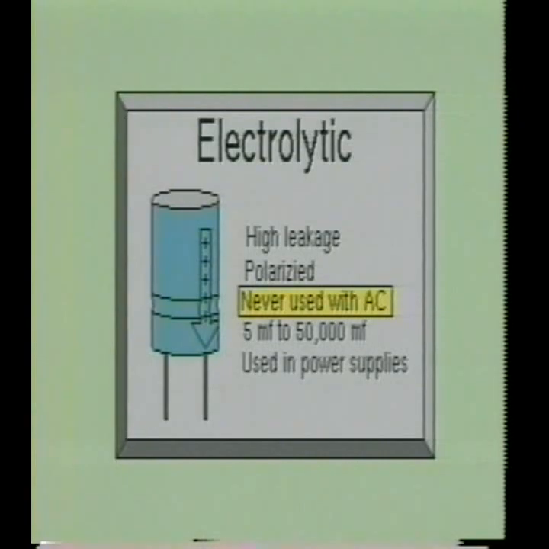Here we see an electrolytic capacitor. The electrolytic capacitor has considerable leakage, especially when used at voltages over its rated value. These capacitors will range from a few microfarad to over 50,000 microfarad. The working voltage will range from 6 volts to about 700 volts.